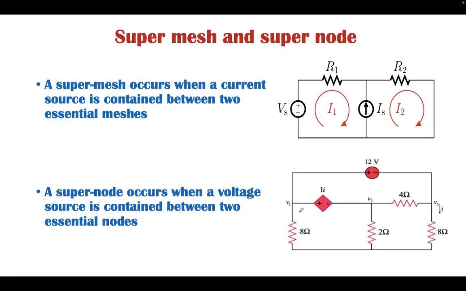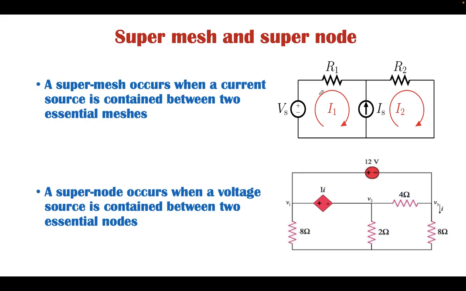Now, considering the supermesh and supernode. Supermesh and supernode are a special case of analysis in electrical systems. A supermesh occurs when a current source is contained between two essential meshes. Let's consider two different meshes where, instead of having a resistance or voltage source, we have a current source.